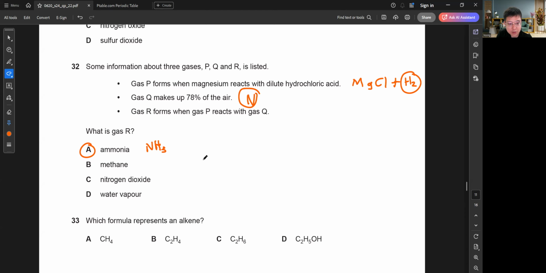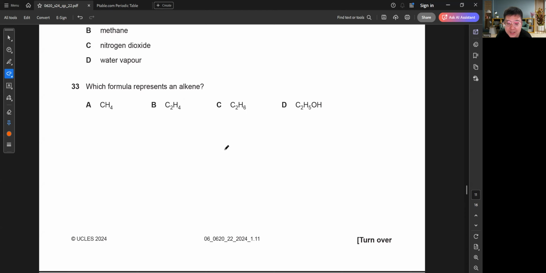Okay, let's move on. 33. Which formula represents an alkene? Alkene. So this one students need to memorize. Ene means that the formula is 1 to 2. Carbon is 1 ratio, hydrogen is 2. So the answer can only be B because everything else is a different ratio.